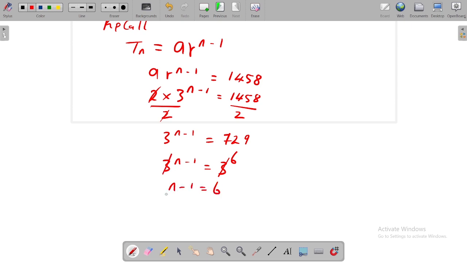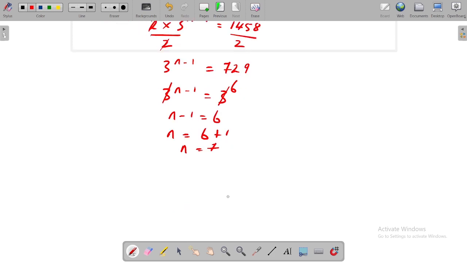Now, we will make n the subject of the formula, which will be 6. If this minus 1 comes to the other side of the equation, the sign will change. n is now becoming 7. Hope you understood what we did here. Now, n is now 7. We can now use 7 to solve the problem.